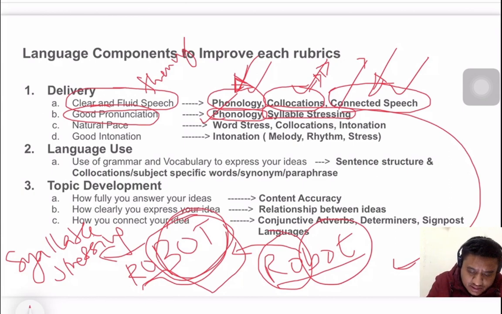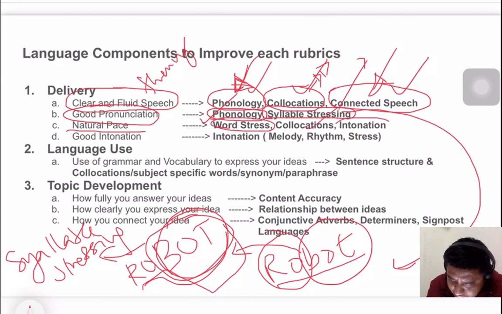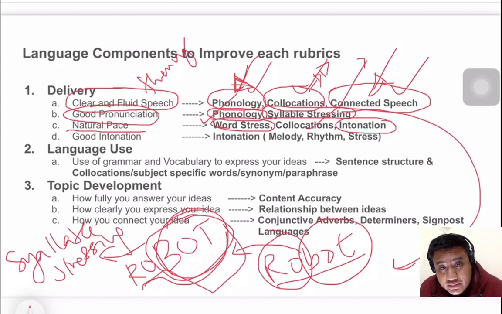And within the delivery, the third is the natural pace. If you want to have a very natural pace, and basically it also comes within the fluency part, right? Then you have to concentrate on something called word stress. You know what collocation is, and in a bit I'll also be explaining intonation. Now let's first talk about word stress.